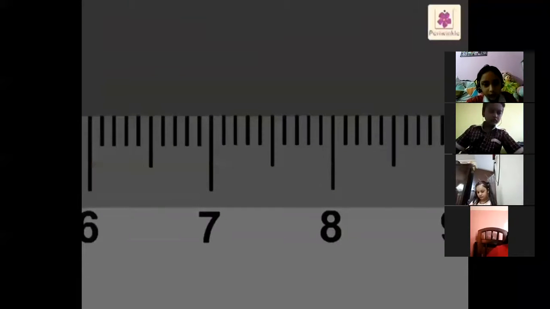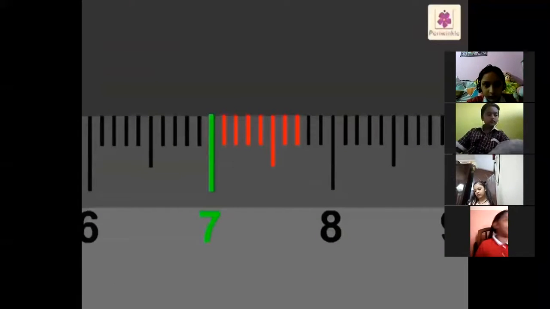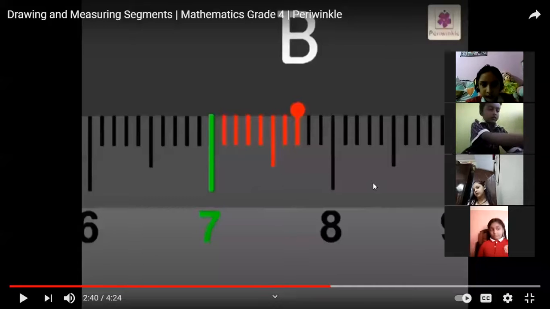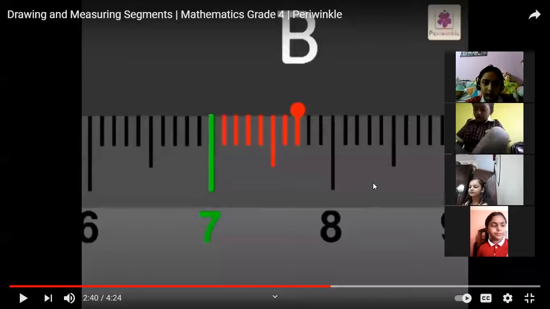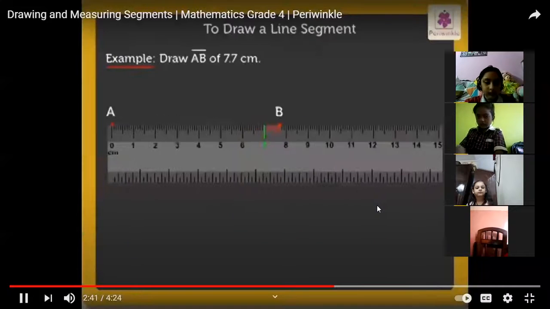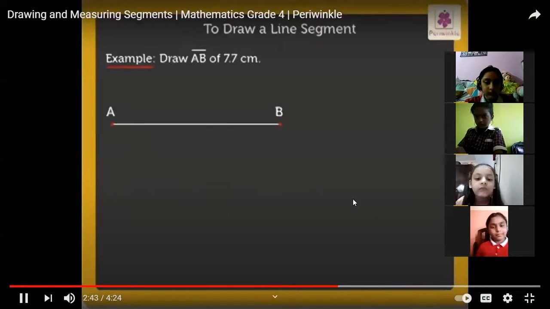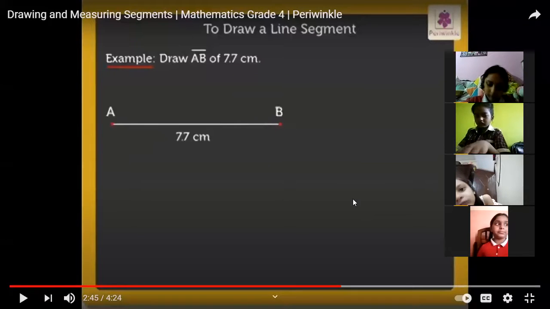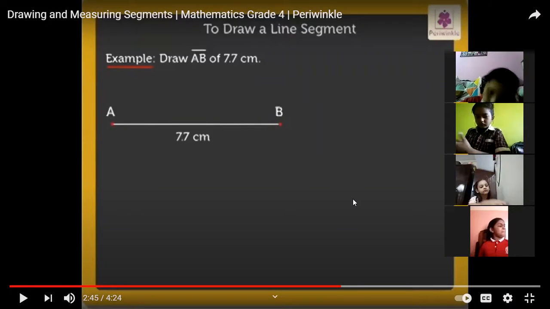And then 7.7. So it means we are going to mark the 7th partition after 7 as the end point. Clear? And then in the third step, ma'am, we have to join these points. Exactly. These points we have to join like this. And then we are going to write down the length like this, 7.7 centimeters, just below this given line segment.